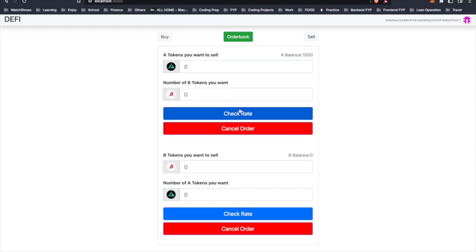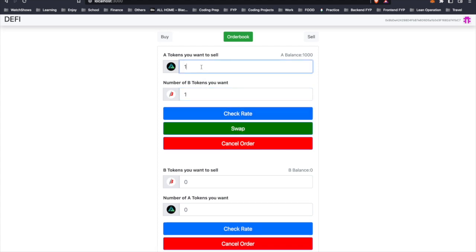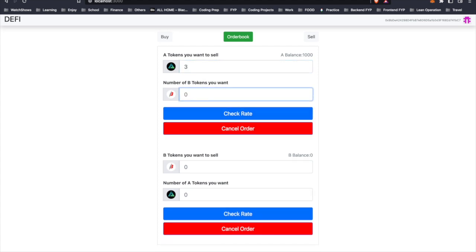The check button allows us to check if the rate of A divided by B or B divided by A is an integer. For example, if I would like to swap 1 A token for 1 B token, the rate is 1 and therefore a swap is available. However, if I would like to swap 3 A tokens for 2 B tokens, the rate is not an integer, therefore you will not be able to swap.